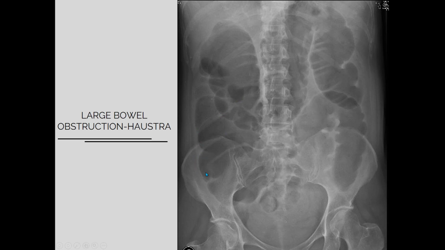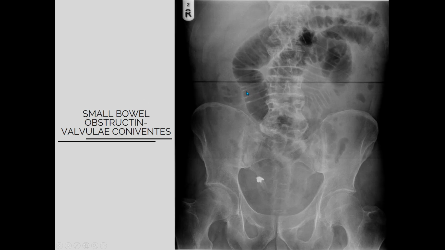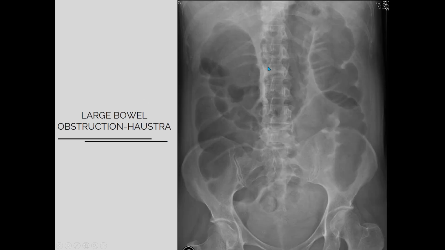You can see that haustra, these are incomplete, okay? Haustra are always incomplete, while here valvulae conniventes, just notice that these are complete ones, through and through, okay? Once started from here, it will be ending here, while in haustra this is not complete. You can notice here, okay? These are the haustra, okay? So this shows that this is the large bowel obstruction, okay?